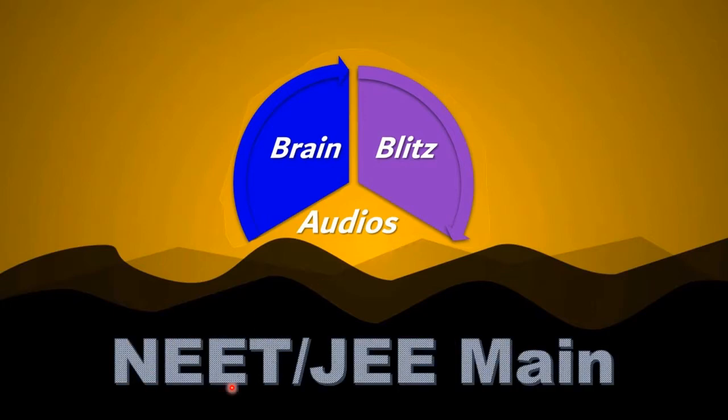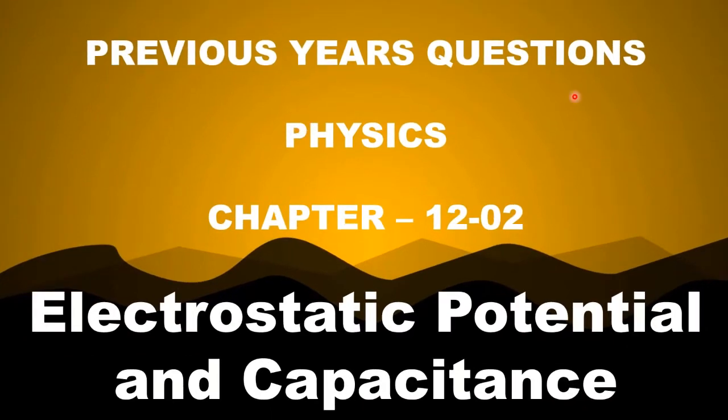Today in this episode of NEET JEE-Main, we're going to be looking at previous year questions of physics asked in medical and engineering entry exams in India. So today we're dealing with a particularly important chapter. This chapter deals with electrostatics, and the name of this chapter is Electrostatic Potential and Capacitance. This is the second chapter in the grade 12 syllabus for physics in CBSE. So we're looking at some very important questions in this episode.